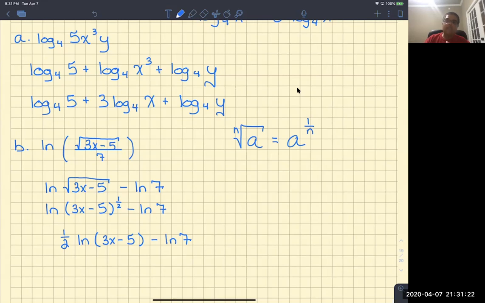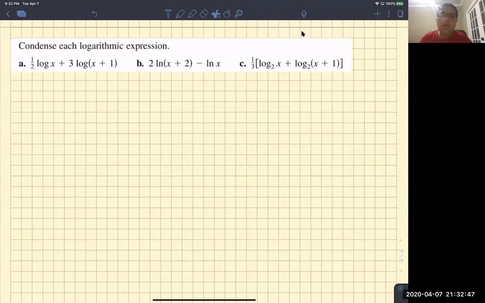Now let's look at problem types that go in reverse. So in these problems, I was asked to expand. And in the next problems, I'm going to be asked to contract. So take multiple logarithms and rewrite them, if possible, as one logarithm. Okay, so in these problems, as I said, we're going to condense or rewrite all of these multiple logarithms as one log.